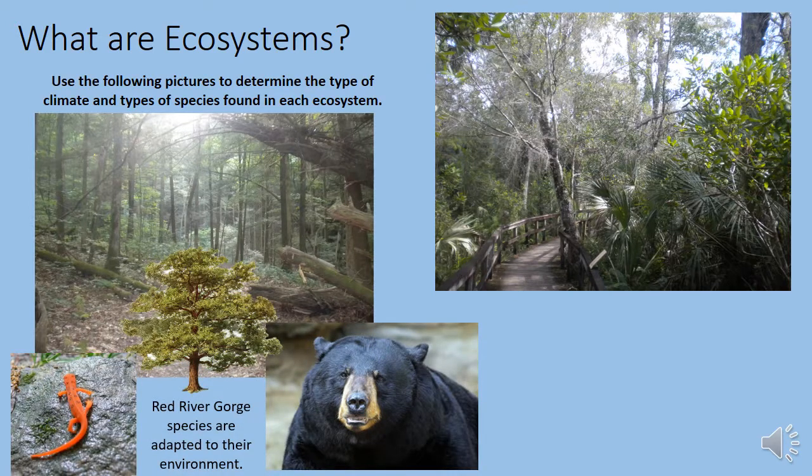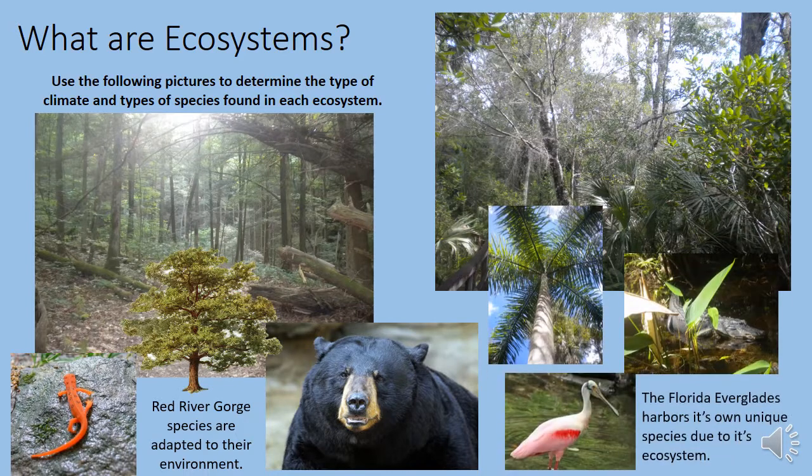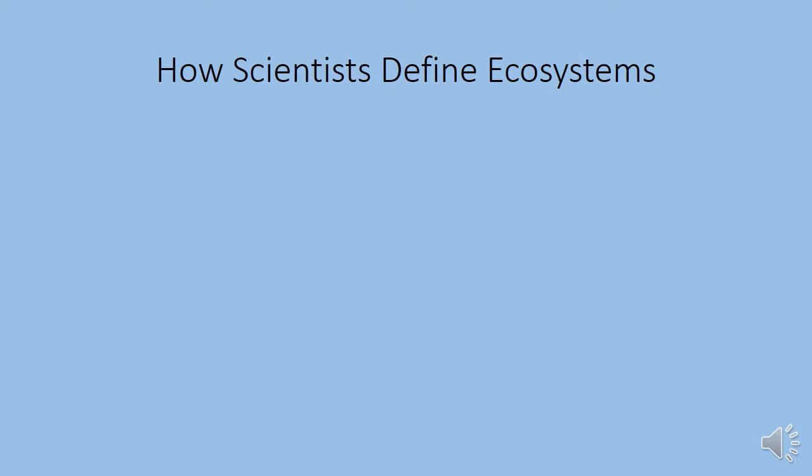Right, and so this is eastern Kentucky. It's Red River Gorge, and the species here, they're adapted to it, right? The Everglades, it's different. They've got different species there. Does it get as cold? It's wetter. Those sorts of things, right? So each species that's within an ecosystem is going to be adapted to that climate and that region. So as scientists, if you're an ecologist, you study ecosystems.